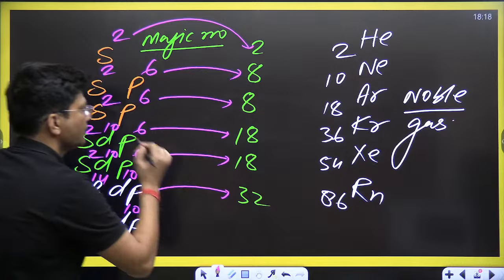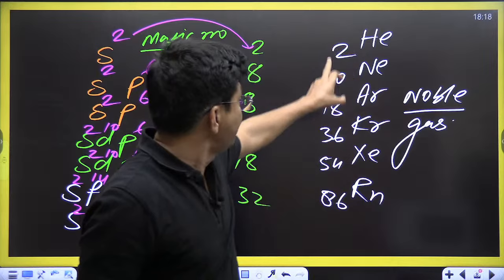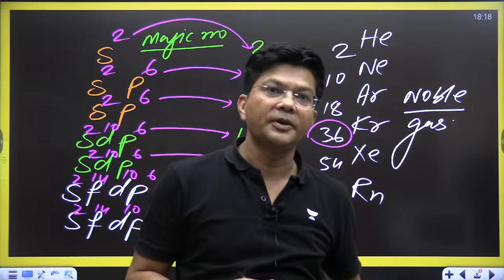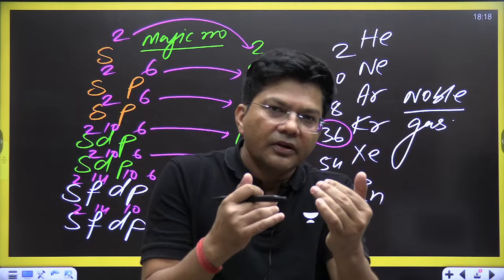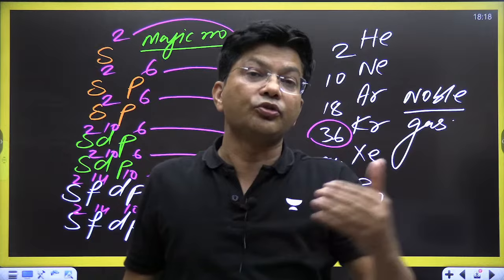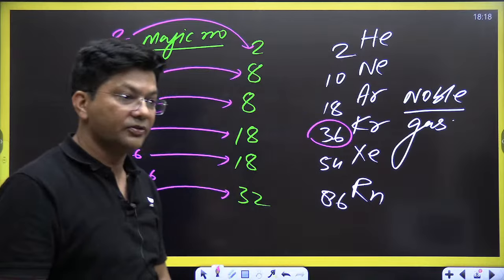So see kids, if any complex is having this configuration, meaning if any complex is getting an effective atomic number of 36, that compound is stable. Are you getting my point? If any complex compound's effective atomic number is coming out equivalent to noble gas configuration, then that compound is said to be stable.